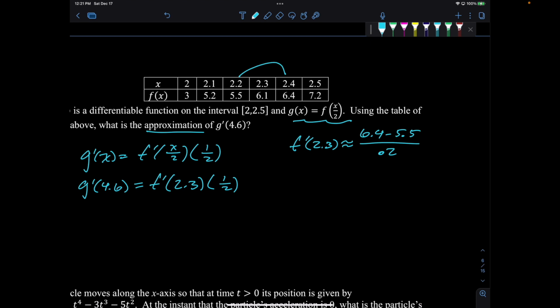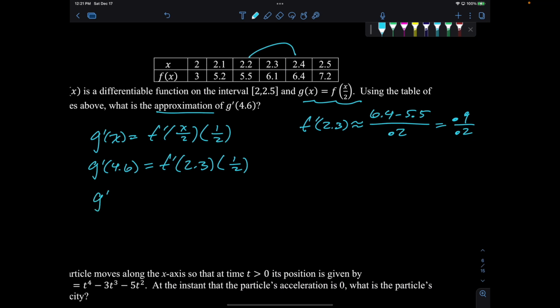Okay, so this is, no, it's 0.9 over 0.2. I think that's right, which is 9 over 2. So I'm going to say that g prime of 4.6 is approximately 9 over 2 times 1/2, which is 9/4. This whole thing feels very decimal, so I'm going to say 2.25.